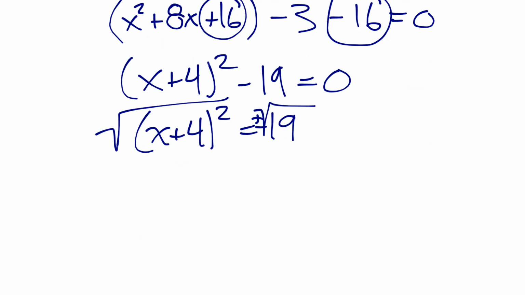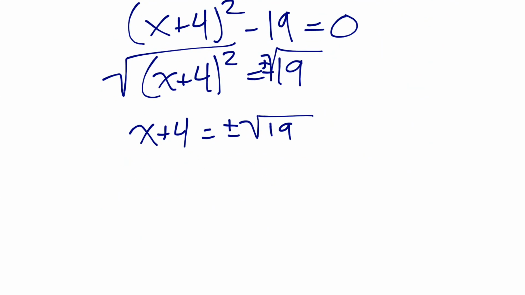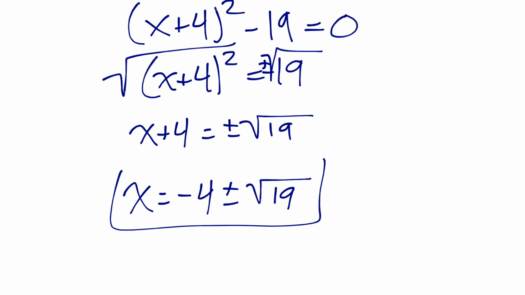Don't forget to do the plus or minus. If you square root the left side, we're just left with x plus 4 equals, on the right side, plus or minus the square root of 19. 19 is a prime number. We cannot reduce that. We cannot simplify that anymore, so we will leave it as it is. We just want to get x by itself, so subtract 4 from both sides. So x equals negative 4 plus or minus the square root of 19.